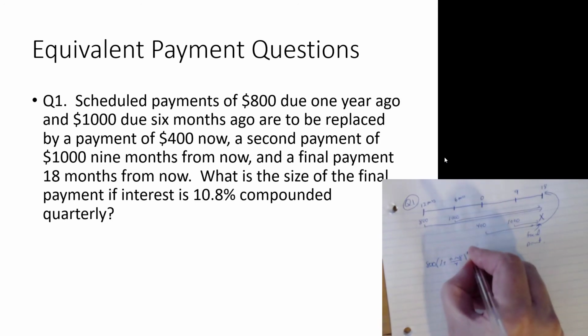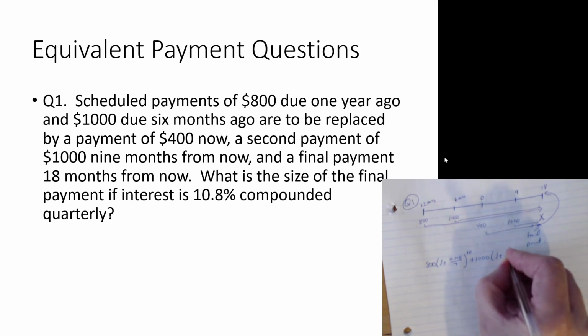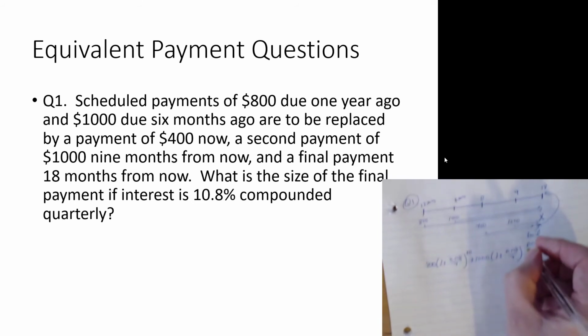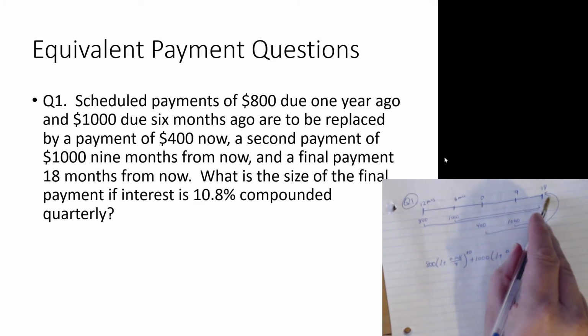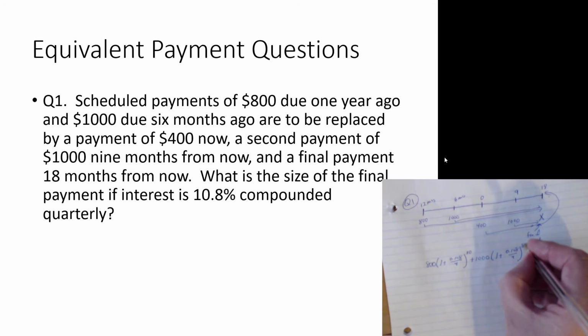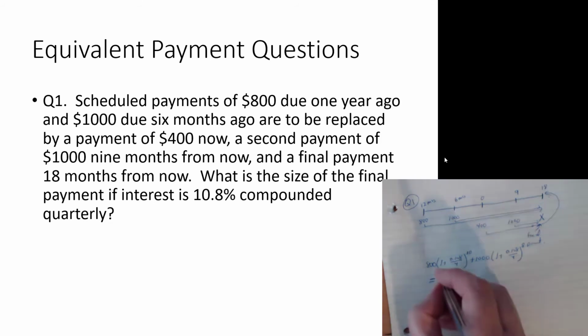Okay. Add to that the $1,000 payment, and again, still finding the periodic interest rate, and that is 6 months ago to 18 months from now. That is 24 months. That's 2 years. There's 8 quarters in 2 years. That will all be equal to, because I'm just splitting it into lines because I'm going to run out of paper, and it can be long.